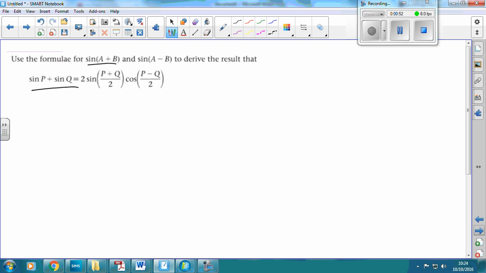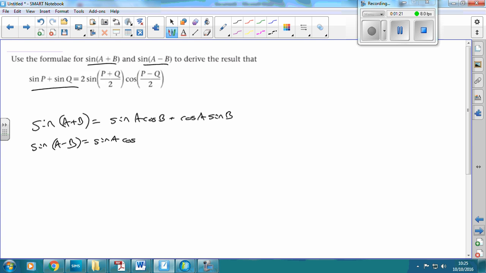So we've got sine a plus b and sine a minus b, and we're going to use them. Sine of a plus b is sine a cos b plus cos a sine b. And then sine of a minus b equals sine a cos b minus cos a sine b.